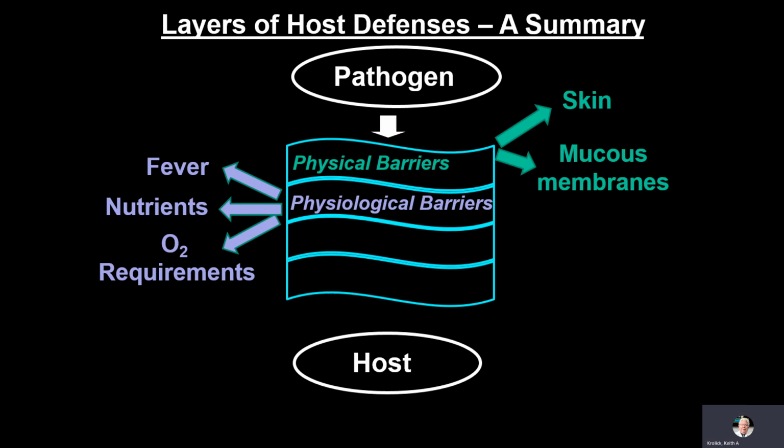So first, with fever, the fever response is kind of interesting. Most microbial pathogens require normal body temperature to thrive, to really grow at their best. That's 37 degrees centigrade or 98.6 Fahrenheit. Just an elevation of 1 degree in body temperature will prevent many pathogens from growing optimally and may even kill them. So fever responses are a very important physiological barrier to infection.